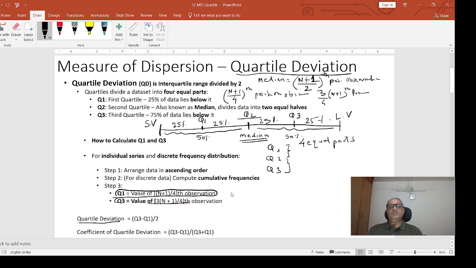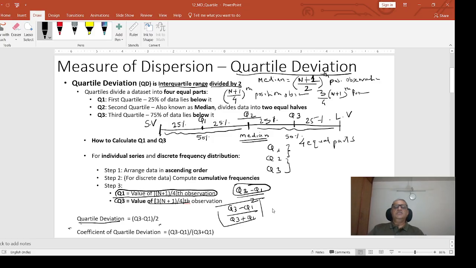How do I calculate my quartile deviation? Quartile deviation is nothing but Q3 minus Q1 divided by 2. Remember, Q3 minus Q1 can also be called the interquartile range. So my quartile deviation is the interquartile range divided by 2. And what is my coefficient of quartile deviation, which is my relative measure of quartile deviation? It is Q3 minus Q1 divided by Q3 plus Q1.